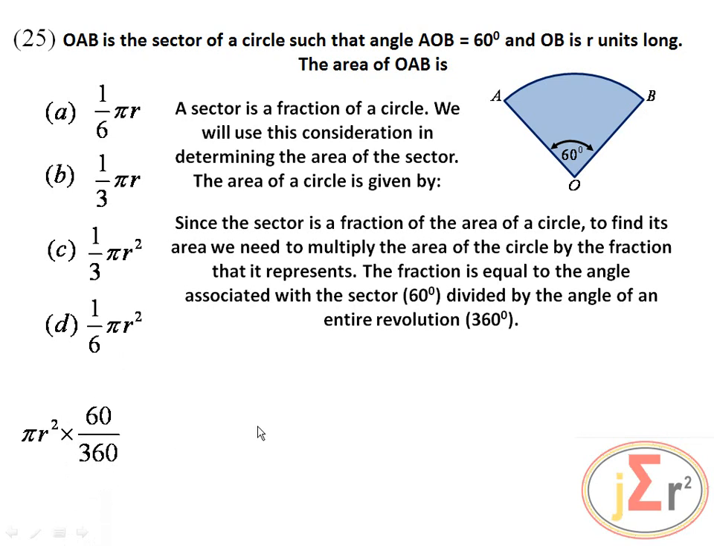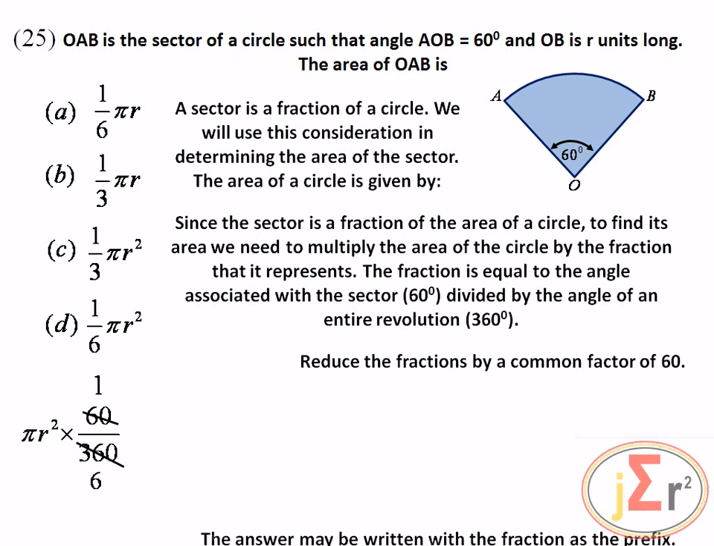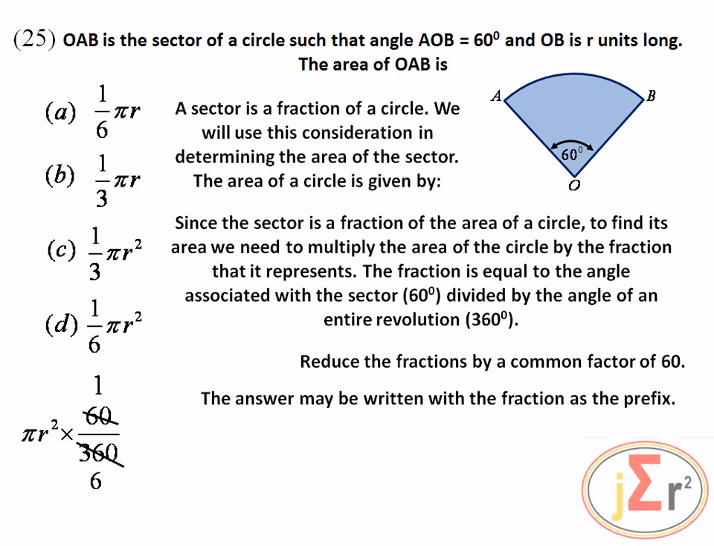So we have 60 divided by 360. Reduce the fraction by a common factor of 60. 60 into 360 is 6, and 60 into 60 is 1. So we have 1/6. The answer may be written with the fraction as the prefix. So instead of having the 1/6 after the pi r squared, we may write the 1/6 before the pi r squared. The correct answer is option D.